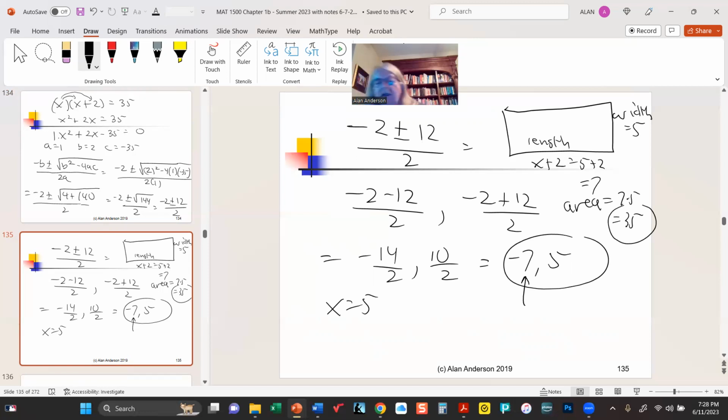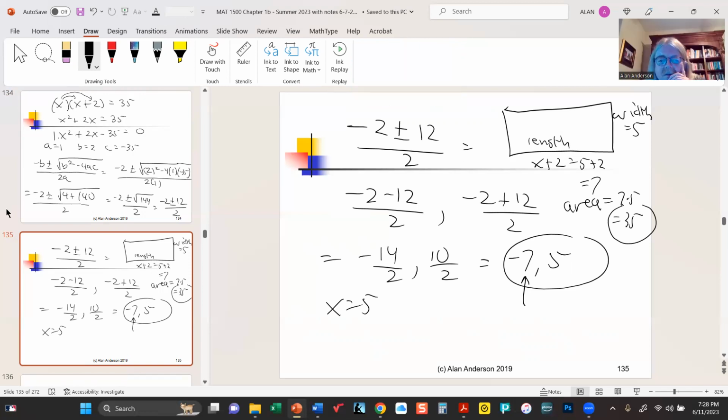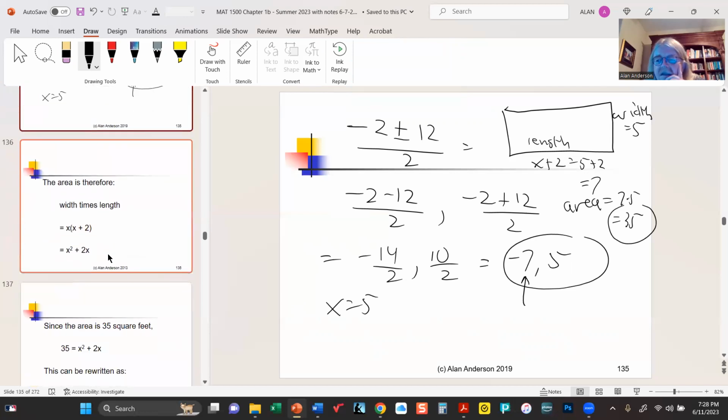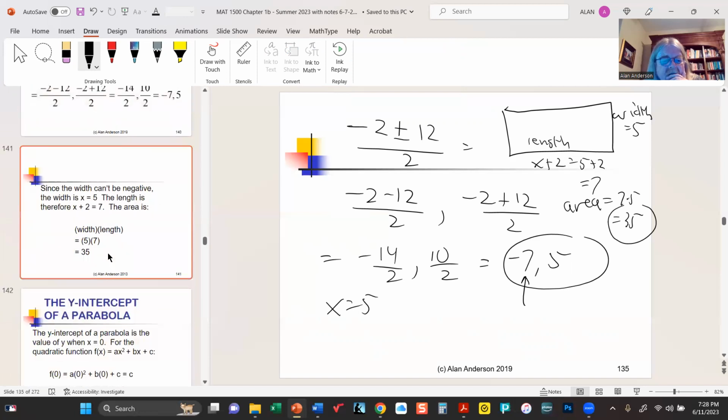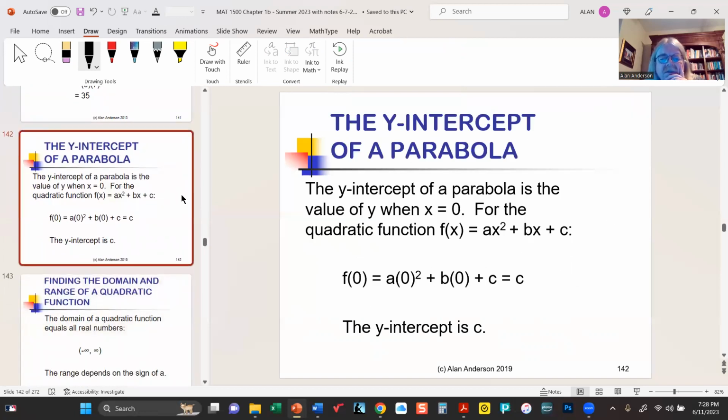Okay. So -7, forget it. We can't have a width of -7. That will put us in another dimension, I guess. So here we're just going to focus on the first quadrant, and we end up with a solution of 5. Interesting. Now, the intercept, where is that?